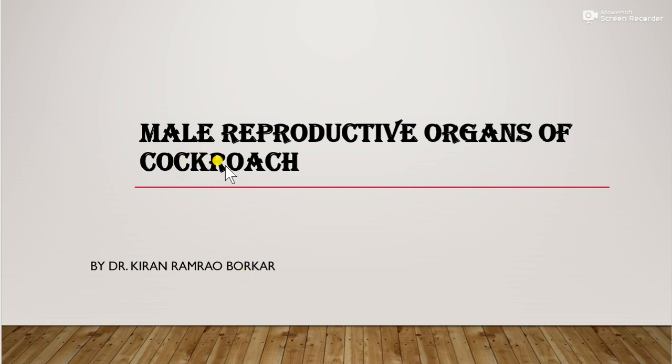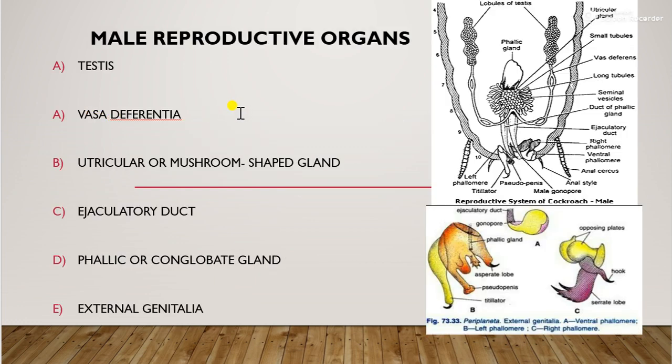Now today I'm going to discuss the male reproductive organs of cockroach. So we see here the male reproductive organs of cockroach. The male reproductive system of cockroach consists of a pair of testes, a pair of vas deferentia, utricular gland, ejaculatory duct, phallic or conglobate gland, and external genitalia. Okay, now, these organs make up the male reproductive system of cockroach.